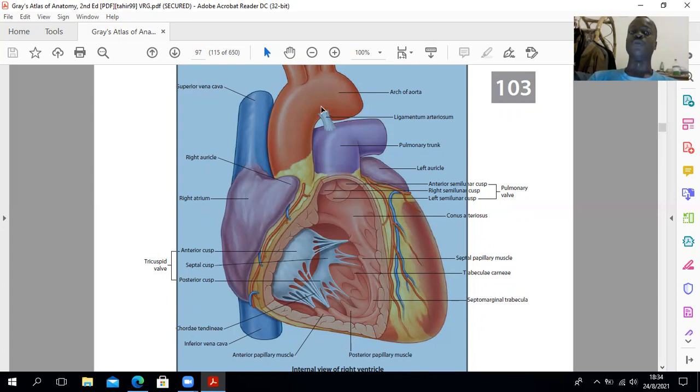Because remember, the heart starts to beat at around day 22, which is about the 4th week, right? So this is one of the functional shunts that exist in utero, and it obliterates and persists as the ligamentum arteriosum, right? So this is the pulmonary valve, and it is characterized by having 3 cusps as well, right?